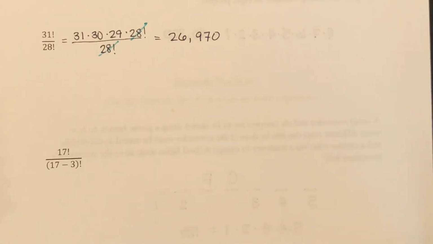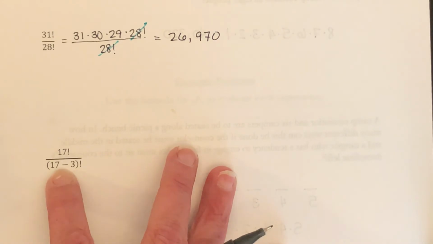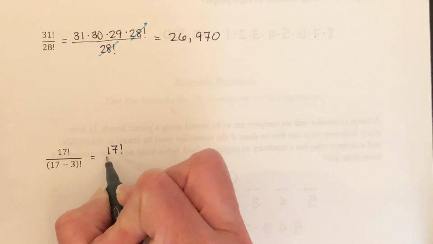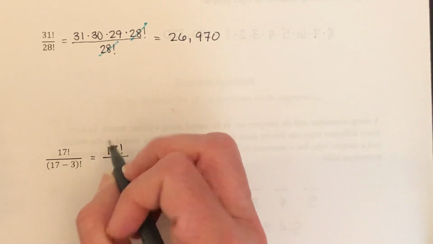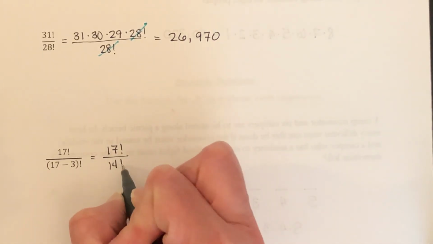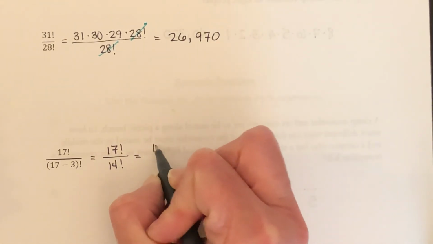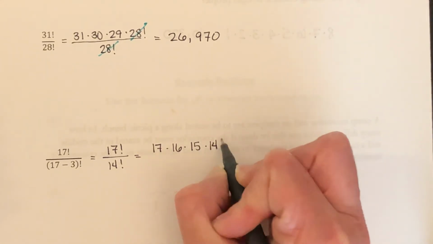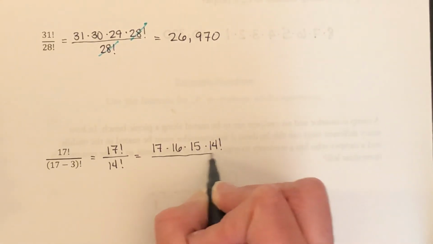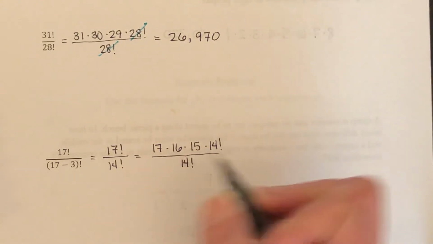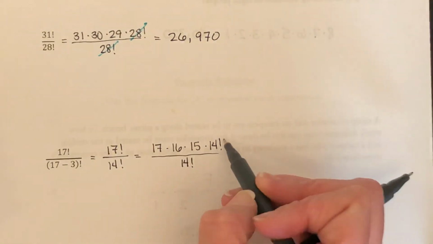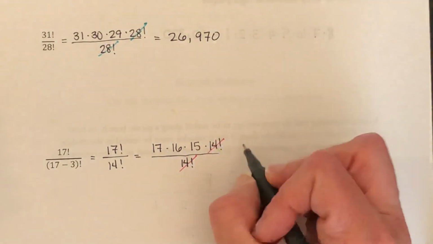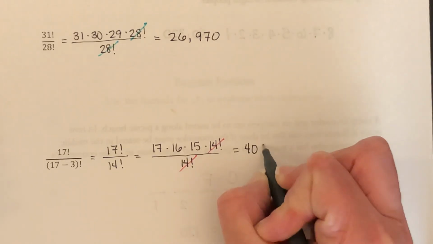Okay, so let's try this. First, I'm going to simplify inside the parentheses so that I have 17 factorial over 17 minus 3, which would be 14 factorial. So this is 17 times 16 times 15 times 14, and so on, over 14 factorial. Cancel, cancel. 17 times 16 times 15 would be 4,080.